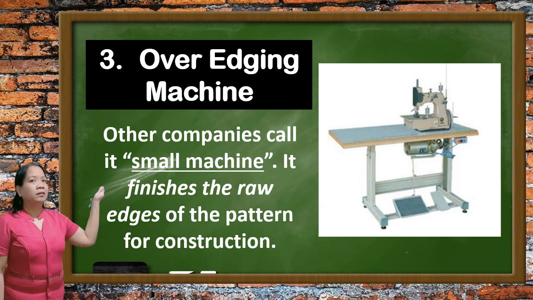Very good, Lindsay. Other companies call over-edging machine as small machine, and this is used to finish raw edges of the fabric or pattern to avoid raveling of the edges.